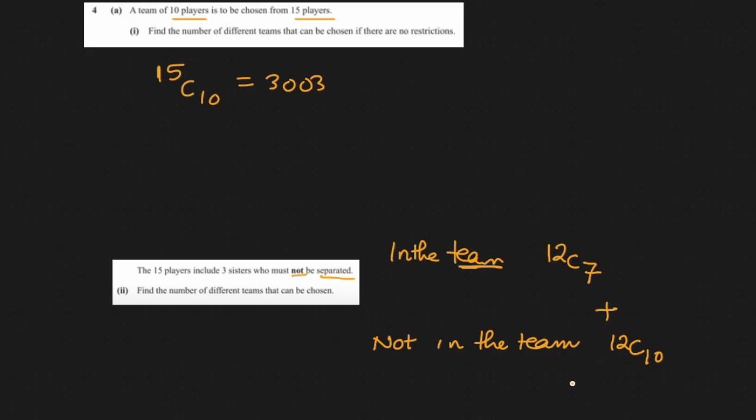What I'm getting here is 3003 and here the total of the two is 858 ways the 3 sisters will not be separated.